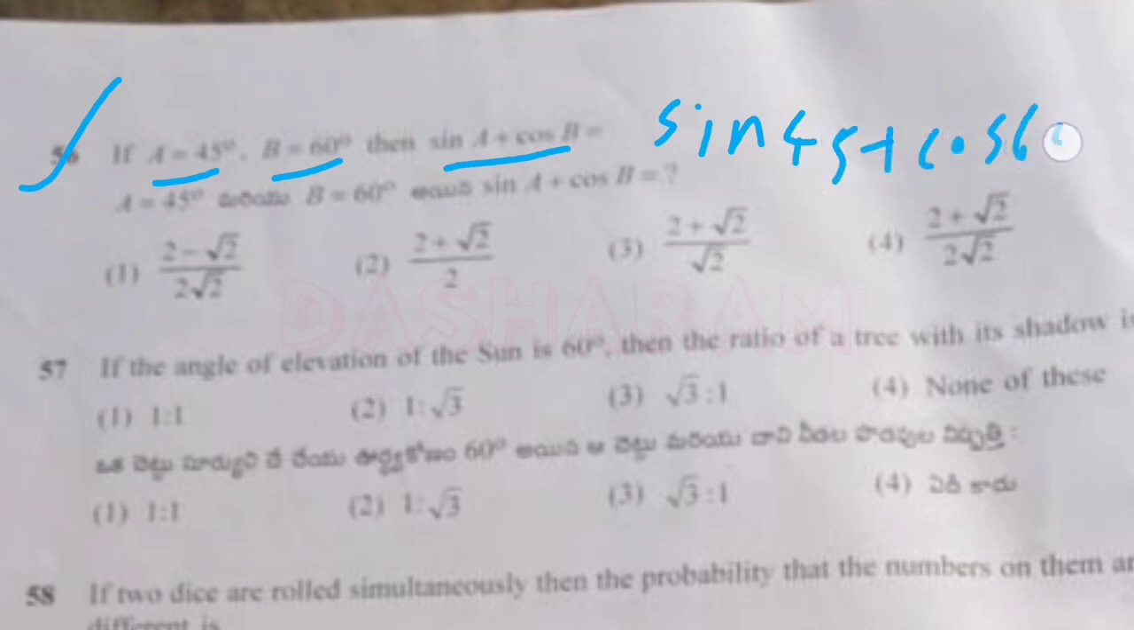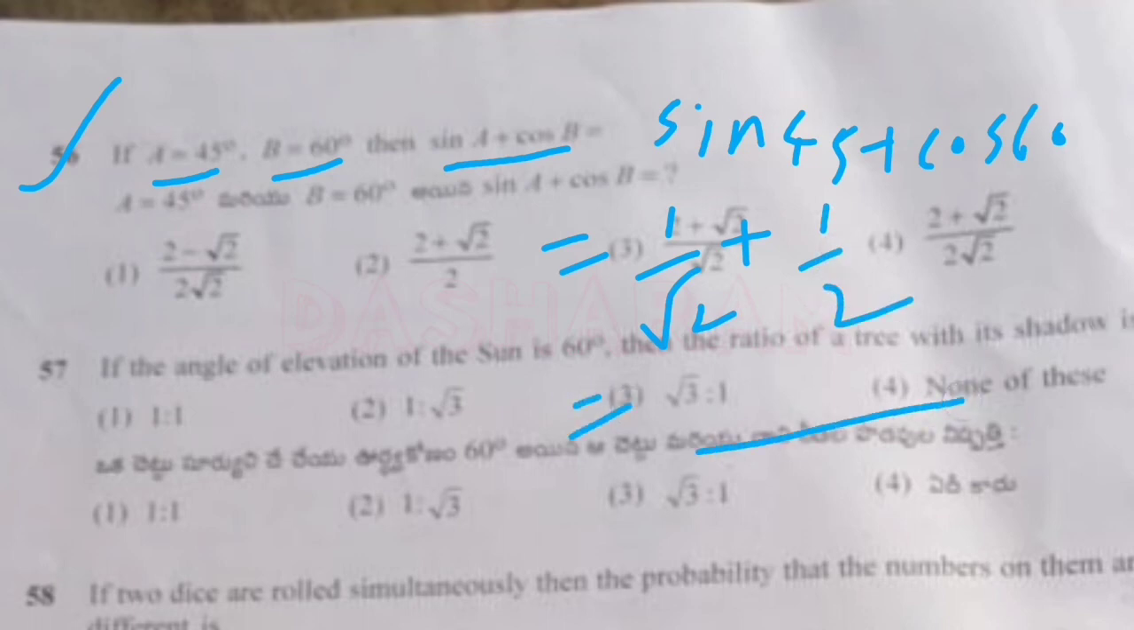Next, 56th question, if A equals 45 degrees, B equals 60 degrees, then sin A plus cos B equals. So here sin A means, what is the A value? 45 degrees, plus cos B. What is the B value? 60 degrees. So sin 45 is 1 by root 2 plus cos 60 degrees is 1 by 2. So the LCM of root 2 and 2 is 2 root 2. So here 2 plus root 2, so 2 plus root 2 by 2 root 2.